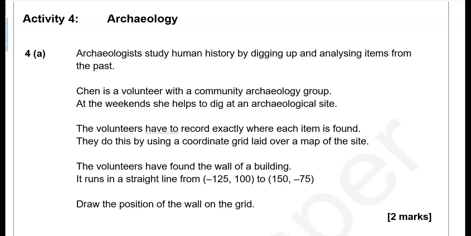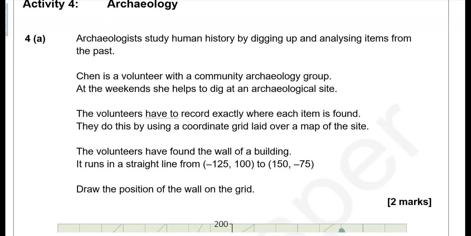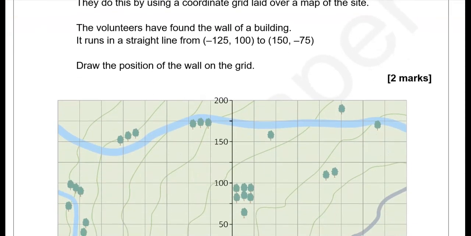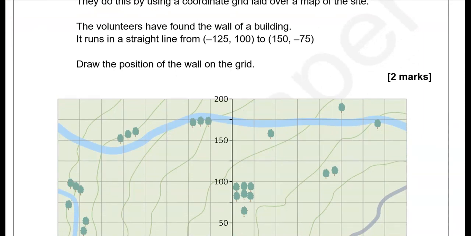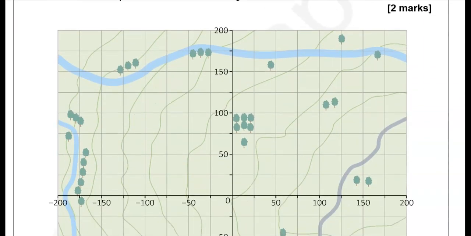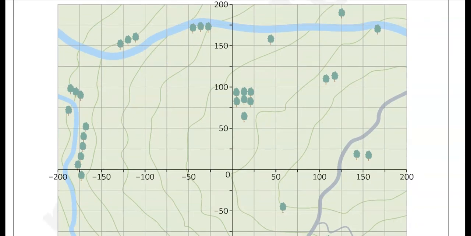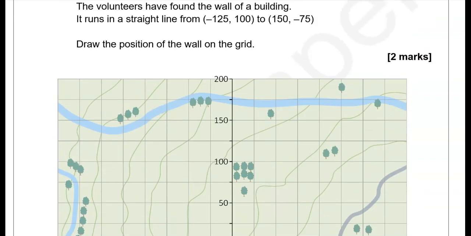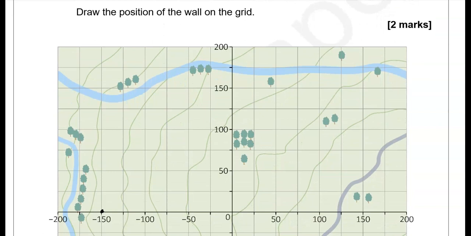The volunteers have found the wall of a building. It runs in a straight line from -125, 100 to 150, -75. Draw the position of the wall on the grid. So -125 first on the x-axis, and that is here, and it then goes up to 100. So that is the point.